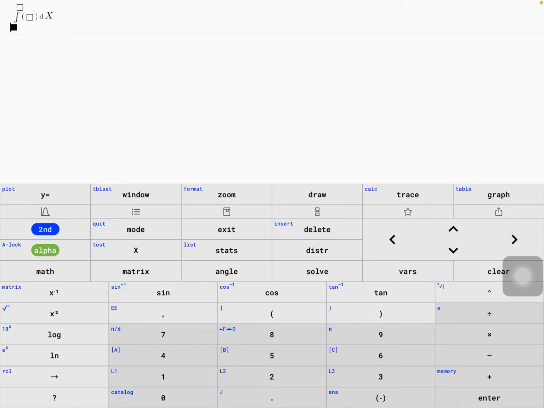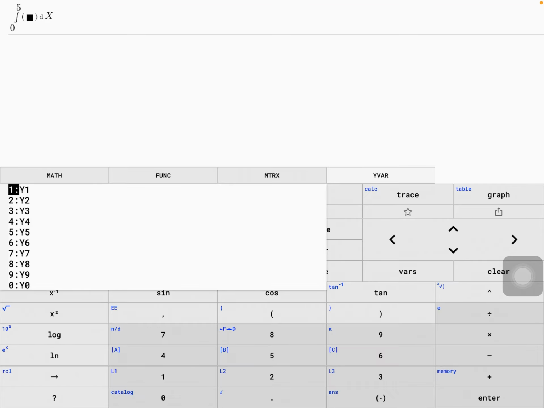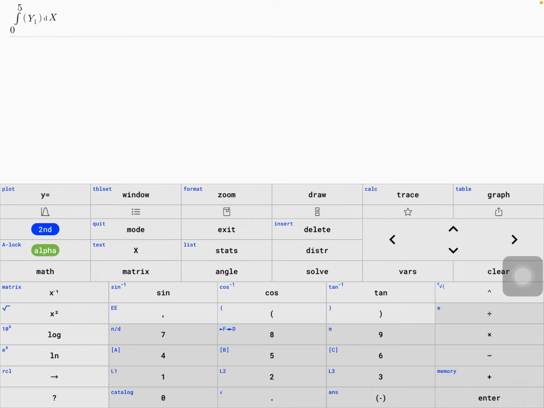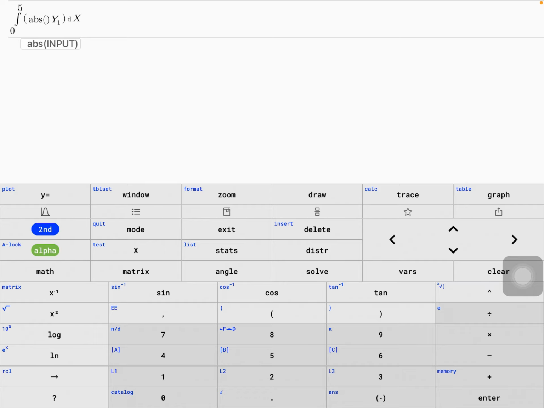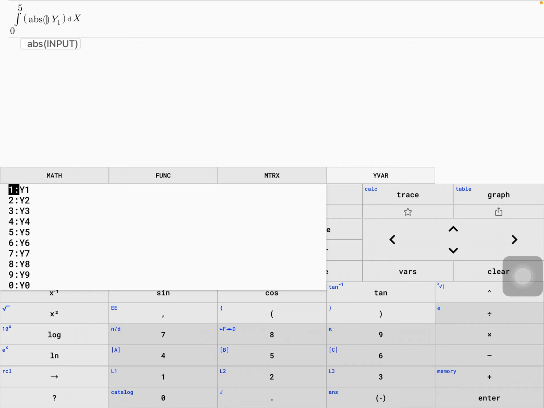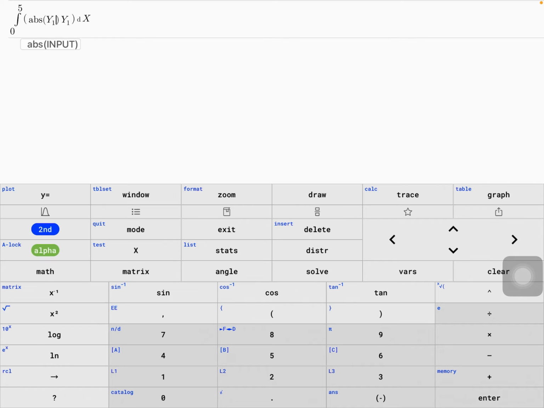Math 9 for integrate, and we're going from 0 to 5. And in here I'm going to hit alpha F4, and we're going to choose that function and that's in y1, and I'm going to hit, oh, but what I wanted to do was to put absolute values on there. So let me try this again. So absolute value, if I hit math and over to number, I can hit absolute value, which is number 1, absolute value of y1. So I'm going to go alpha F4, y1, enter.